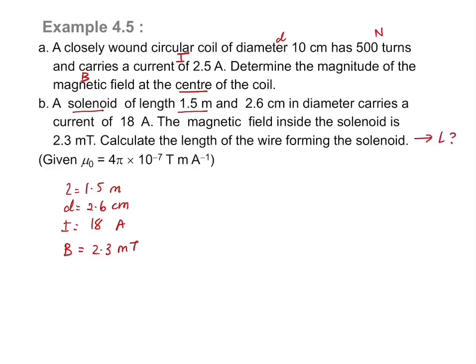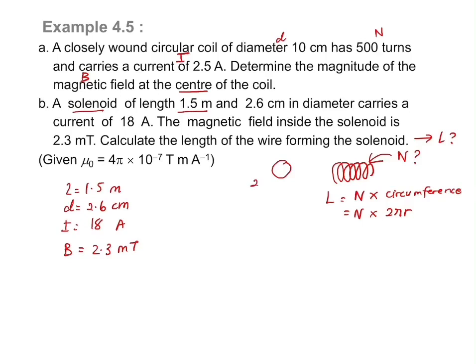Before we find L, we need to find the number of turns N first. Why? Because a solenoid is made up of many loops with a circumference of 2 pi r. So we can get L by multiplying N with the circumference of each loop, which will be N times 2 pi r. Why 2 pi r? Because each loop is like a circle, so the circumference of a circle is 2 pi r, with r as the radius.